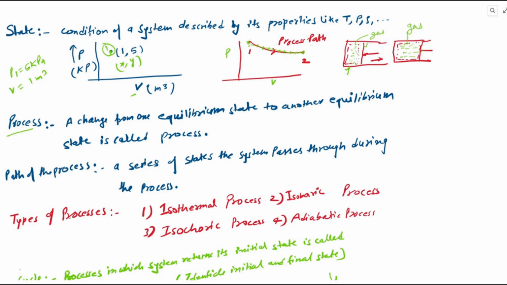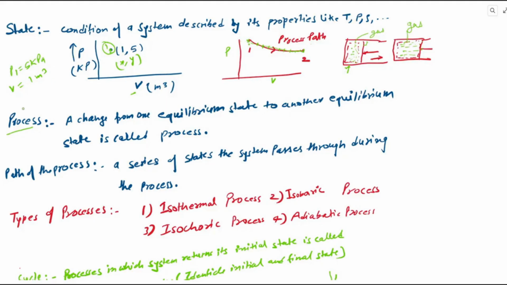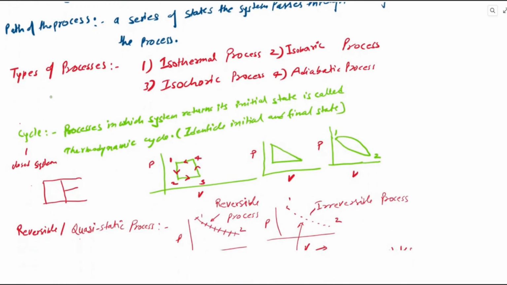Next, types of processes. There are a number of types of processes. For example, number 1 is the isothermal process. Isothermal, as its name indicates: iso means same, thermal means temperature. So the temperature is the same. As we know, the equation of state is PV equals RT. When temperature is constant, PV equals constant.